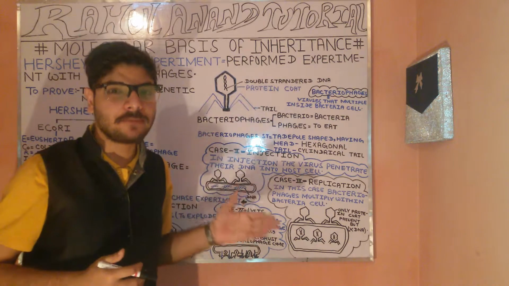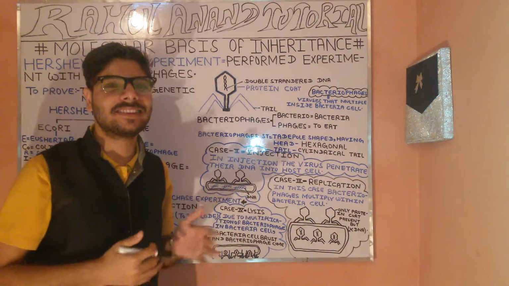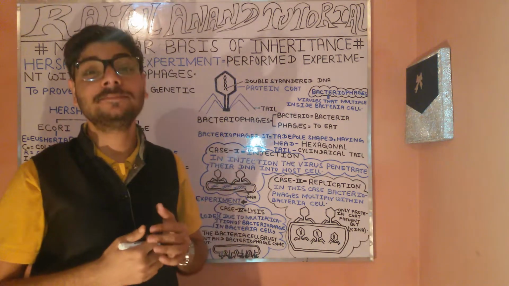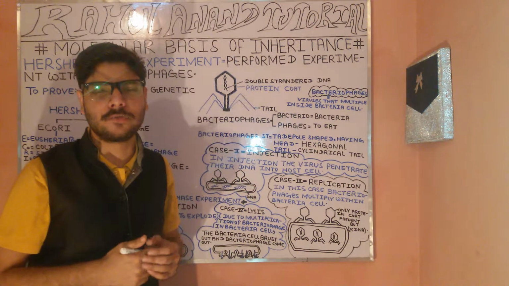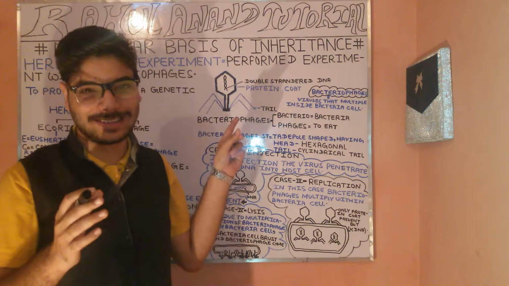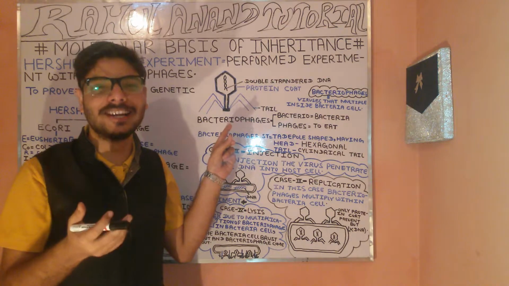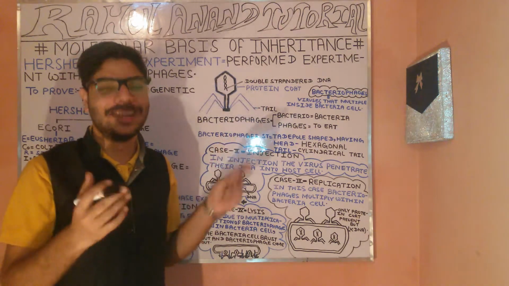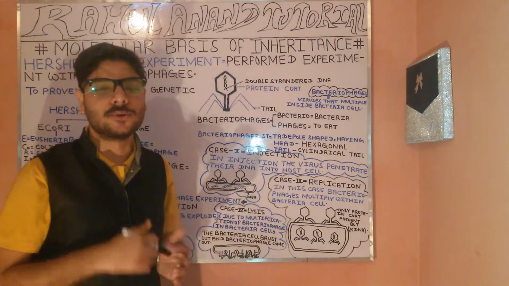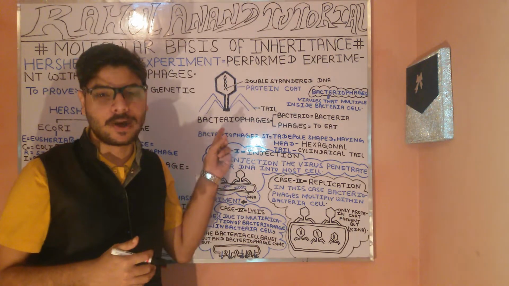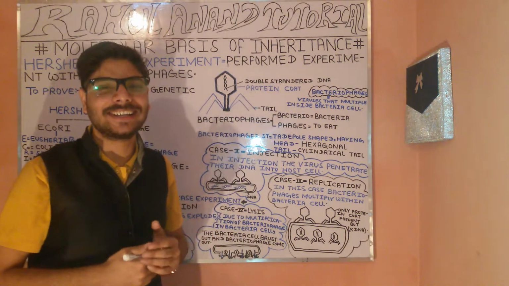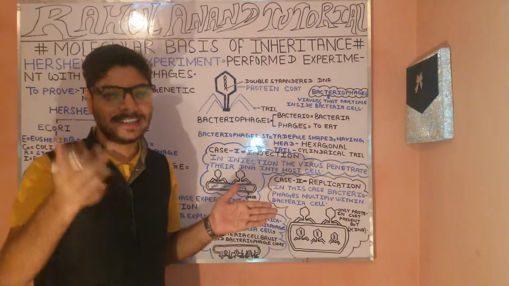When I talk about the Hershey and Chase experiment, the thing you have to remember is that Hershey and Chase performed an experiment with the bacteriophage, or rather viruses. Remember, the bacteriophage, which is a virus, has the potential to multiply and grow within the host cell, or rather the bacterial cell. This experiment was done to prove that DNA is the genetic material.